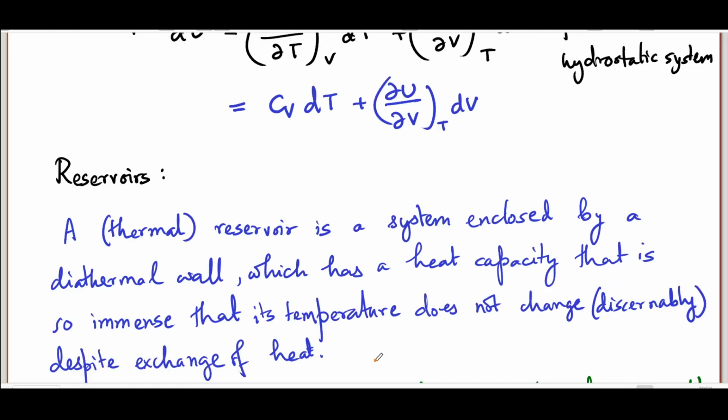Its heat capacity is so immense that its temperature does not change discernibly despite exchange of heat with the surrounding system. So whatever system is brought in contact with a thermal reservoir will either receive heat from it or release heat to it depending on the temperature difference. But no matter what happens, the temperature of the reservoir itself will not change. So although T, or strictly speaking theta, the empirical temperature, is a label for the state of a reservoir, it's really not much used as a label. It essentially helps to distinguish one reservoir from the other and not two states of the same reservoir. Two states of the same reservoir will always have the same value of theta.